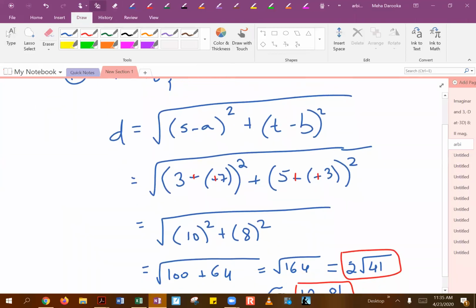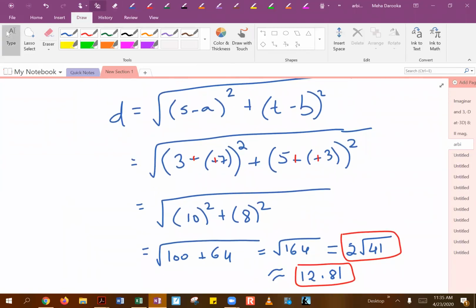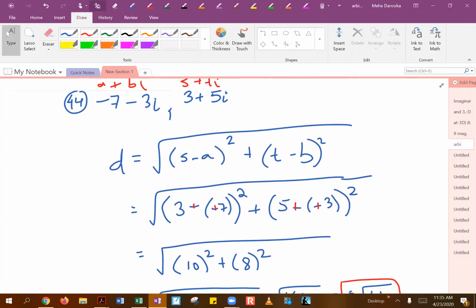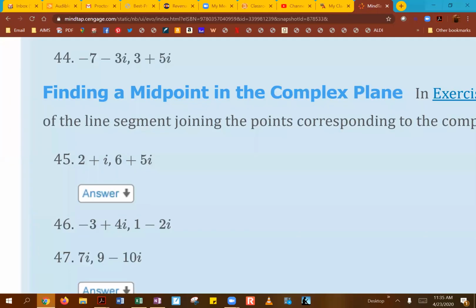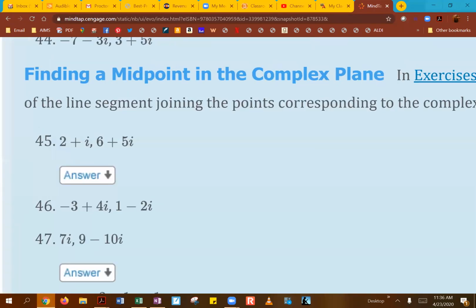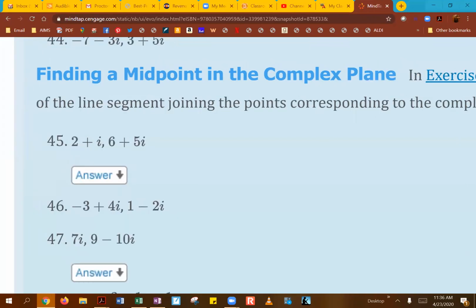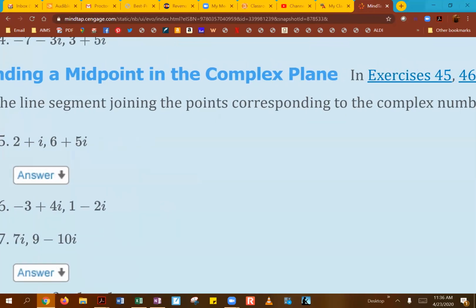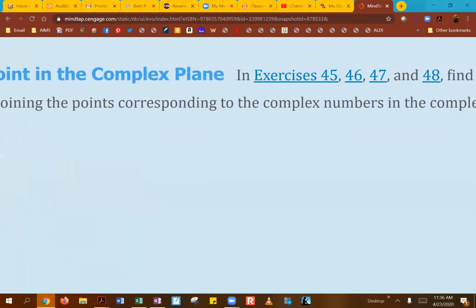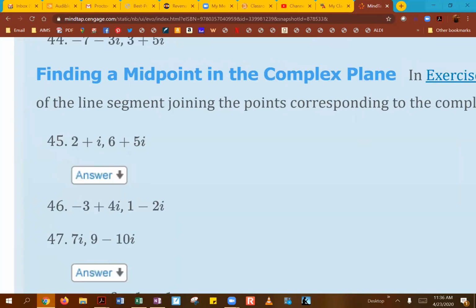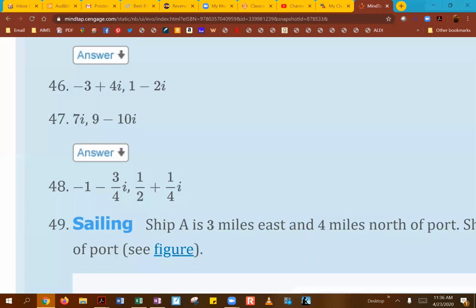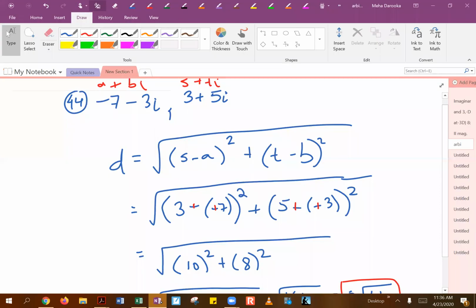Nope. You guys okay? Yeah. Alrighty. So our next example, we actually want to look at how to find the midpoint for two complex numbers. So let's look at this one over here. It says find the midpoint of the line segment joining the points corresponding to the complex numbers in the complex plane. And we are looking at number 46 over here.